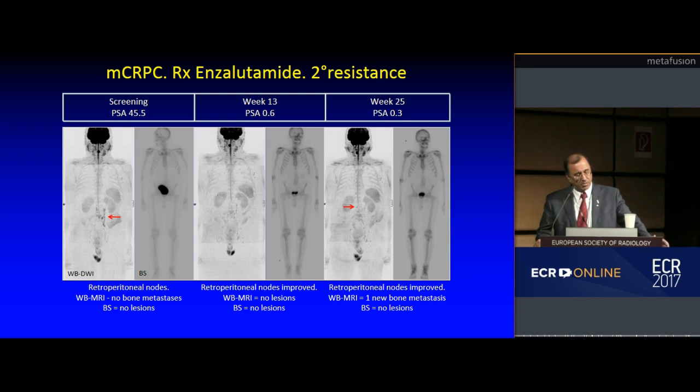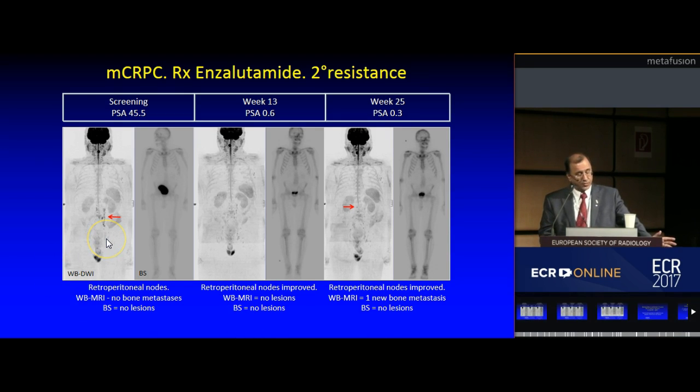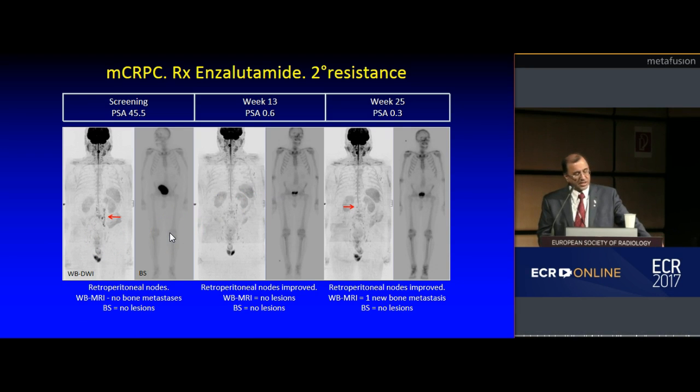And I just thought I'd give you an example. So here is the whole body MRI scan. This is a whole body diffusion sequence. This is a B900. Just for an illustration, here is the standard of care bone scan in somebody who's got prostate cancer with a raised PSA. Now, you can see retroperitoneal lymph nodes. The bone scan is normal.